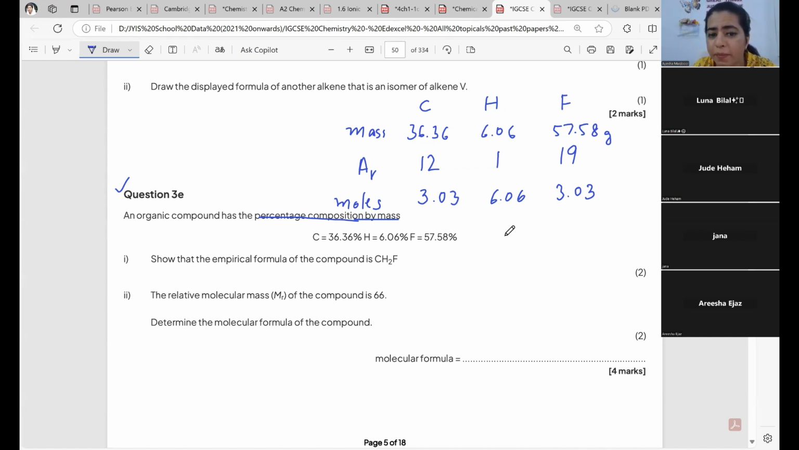Now, what is the next step to get the whole number? Divide by the smallest one, which is 3.03. Right, divide all with the smallest one.